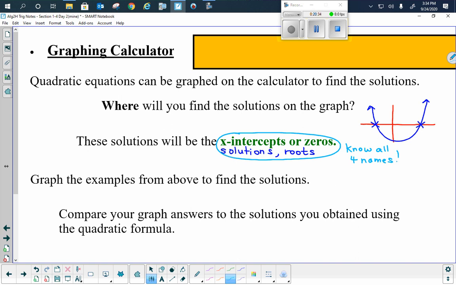There we go. Okay, so on a different time, we'll go over graphing the examples from above, those four above, and comparing the graph answers to the solutions that we obtained using the quadratic formula, because we definitely want to start making that connection between what the graph looks like and what the factoring or the quadratic formula is really showing you. It should be showing you those x-intercepts, zeros, solutions, roots, whatever you want to call them. Okay, so that will be continued.